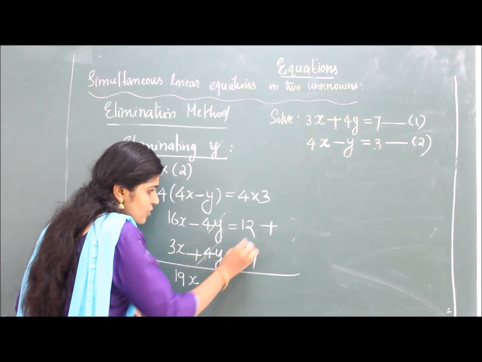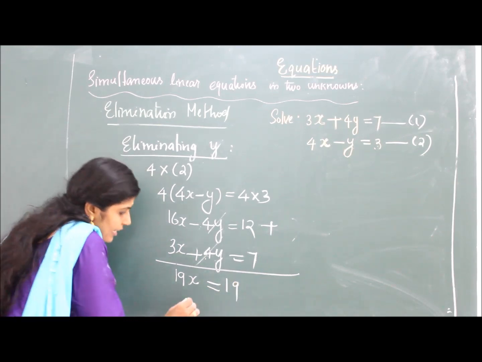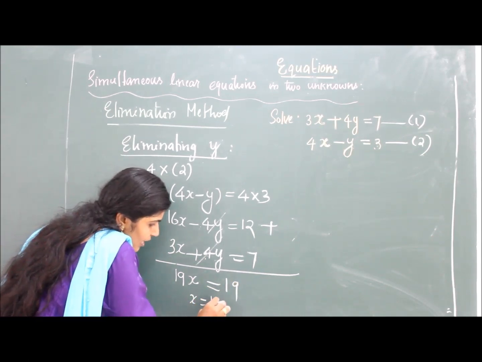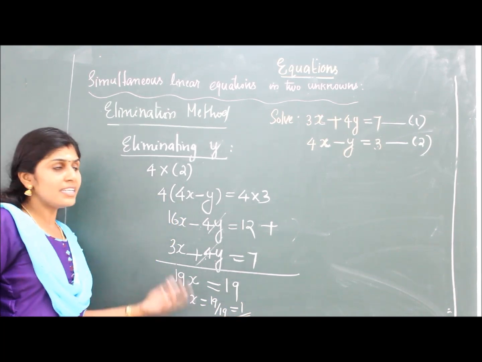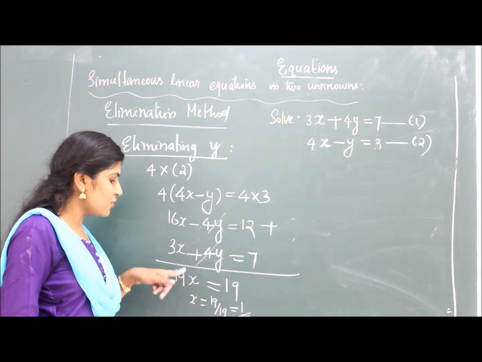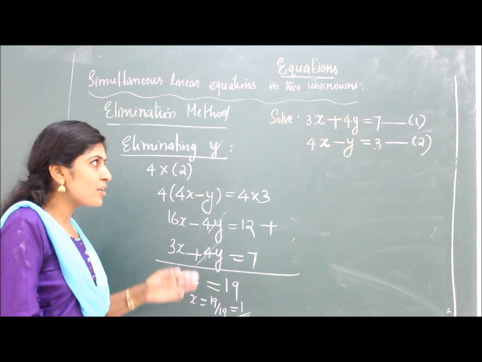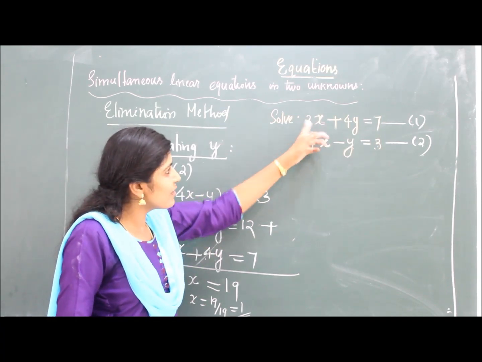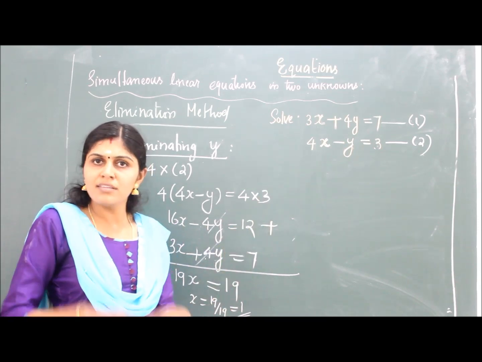This is equal to 12 plus 7. What is 12 plus 7? 19. So what do I get? x is equal to 19 by 19, which is 1. Now as we did earlier, in order to find the value of y, you have to substitute this value of x in any one of the equations. So in the last case I have chosen the first equation, right? So this time I am choosing the second equation. It is up to you.